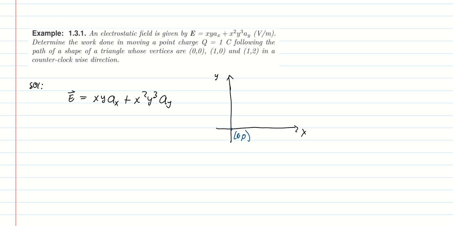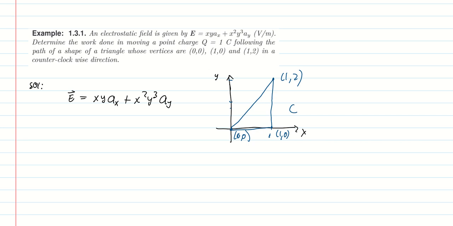Then we have another coordinate at (1, 0). So if this is 1, so let's say this is (1, 0). And we have another coordinate or point or vertex of the triangle at (1, 2). So 1, and you go up to 2. Then we form a triangle. It's actually a right triangle. This is our path. So this will be our C.